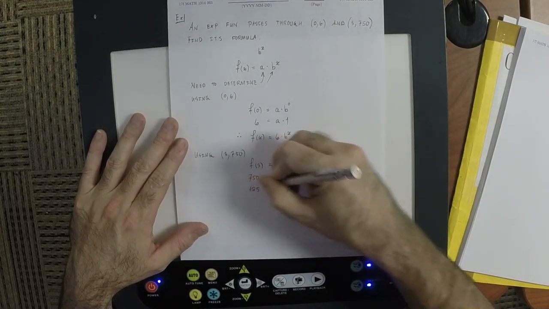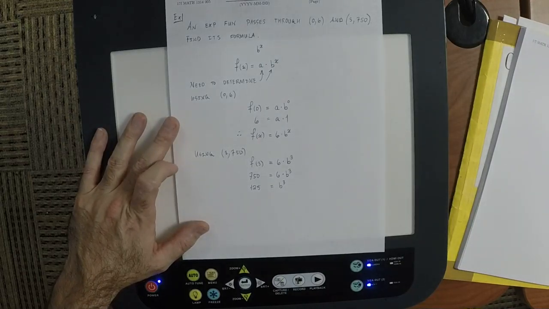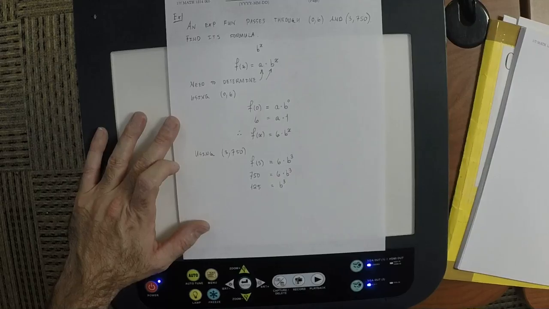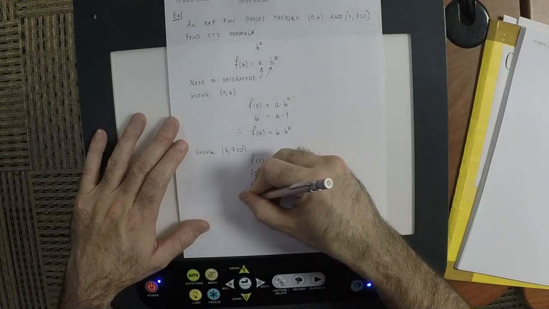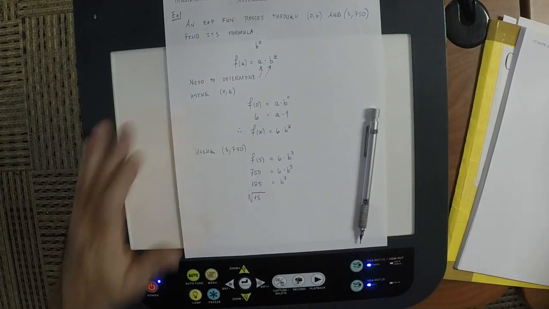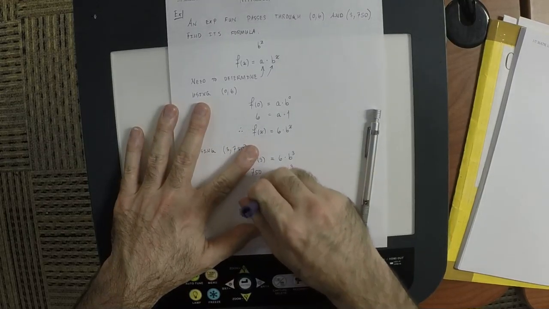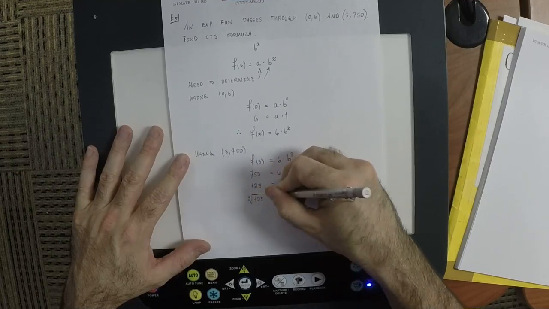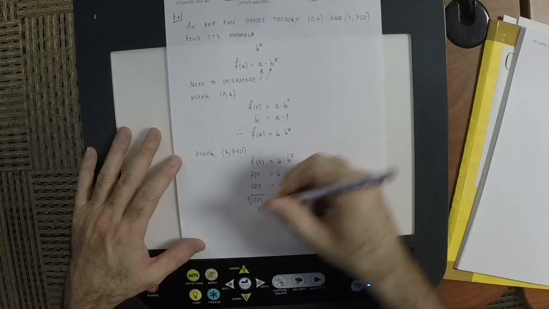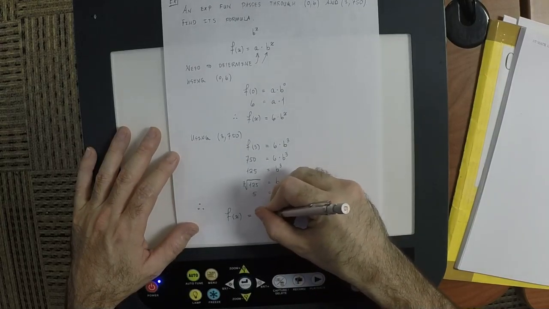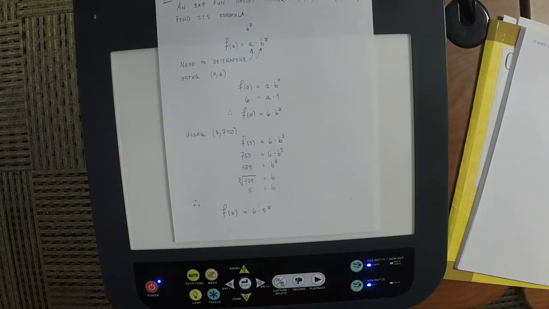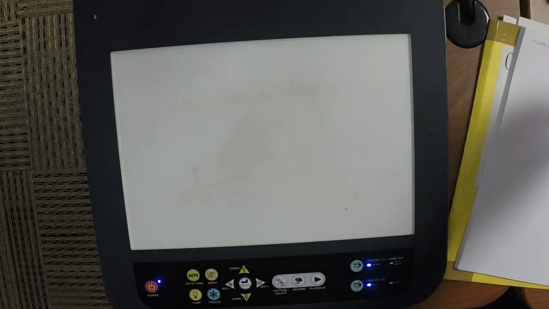What is 750 divided by 6? 125. That sounds good. 125 is b cubed. Then what's b? What is the cube root of 125? The answer is 5. So 5 is b. As a result, we've now figured out what f is. What is the formula for f? 6 multiplied by 5 to x. Any question about this one?